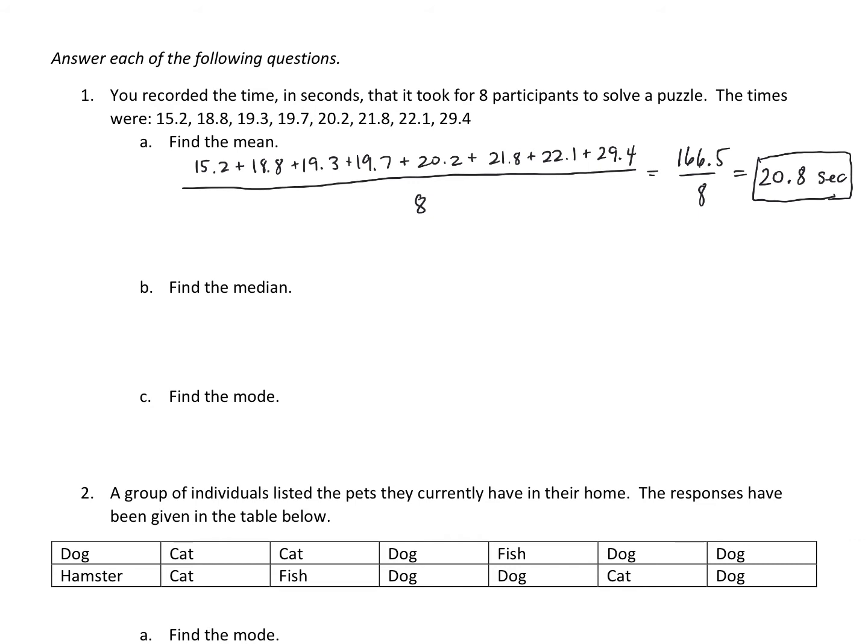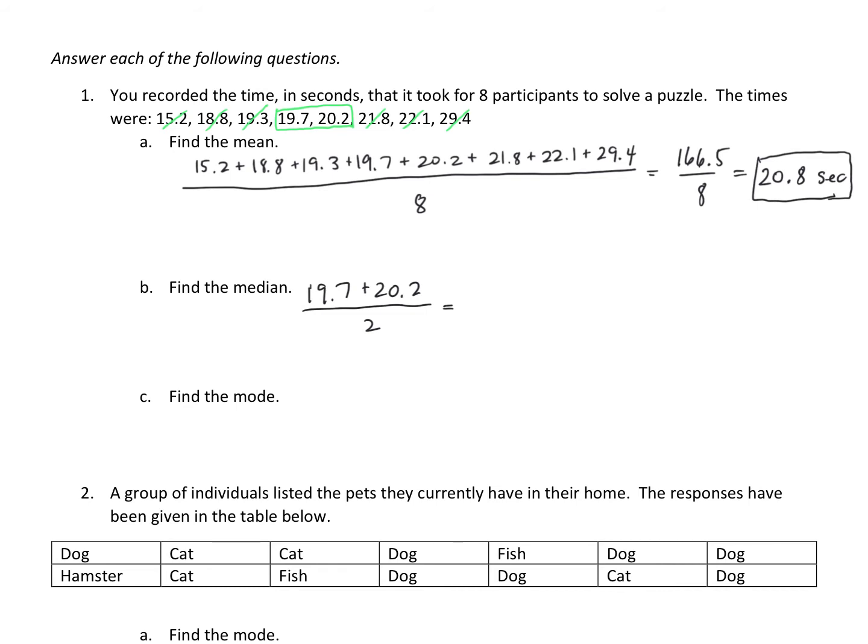For the median, we're just looking for the middle number. What I find easiest to do is to cross off the lowest and the highest. Lowest, highest, lowest, highest, until you get to the middle. Notice I have 2 values left. Here are our 2 middle numbers. To find the median, if you have an even number of items, which we do here, you add those 2 middle ones up, so 19.7 plus 20.2, and divide it by 2. So you're finding the mean, or the average, of those middle 2.